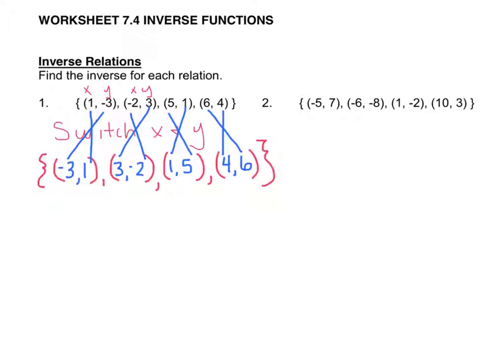So the answer looks like that. And the symbol for the inverse looks like this. If f(x) is the original set, then the inverse is f⁻¹(x). You don't really do anything with that symbol. That's just the symbol for the answer. Okay, your turn. Find the inverse for number 2.